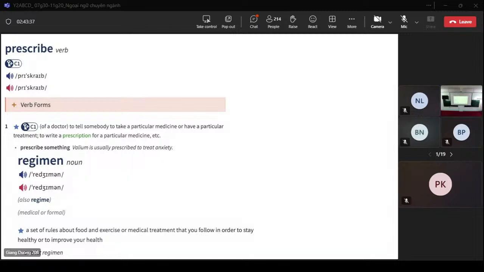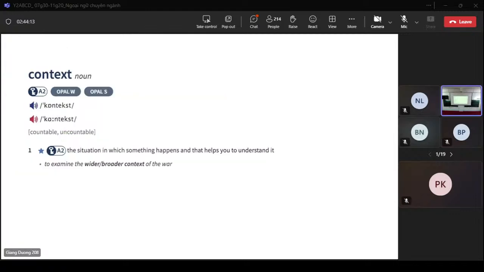Regimen. The rules about food or exercise. Regimen. To lose 5 kilogram in 1 month, I have to follow a strict regimen. Means I have to follow strict rules, strict routine. Like I have to skip breakfast. I cannot drink energy drink, things like that. Regimen. Context, mình đề cập rồi ha, hoàn cảnh.